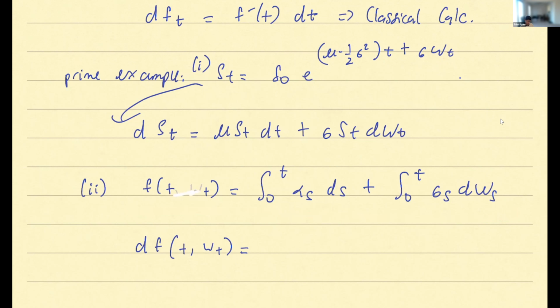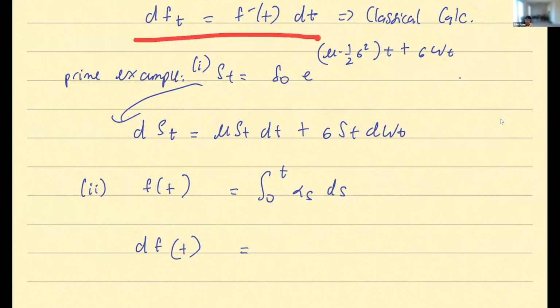So maybe that's too hard. Let me just drop the Brownian motion. If I have a function like this, what is df? So remember, if I drop Brownian motion, then you are back in classical calculus. What is df here? Correct, because it should be f prime of t dt.